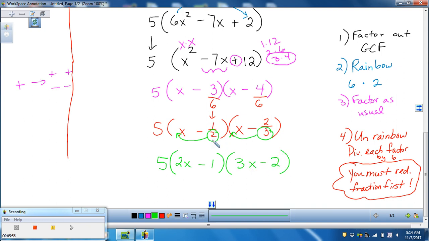So notice that your last number in each set is the numerator of your fraction that you reduced. So our final answer, 5 times 2x minus 1 times 3x minus 2. Alright, that's it on rainbow factoring.